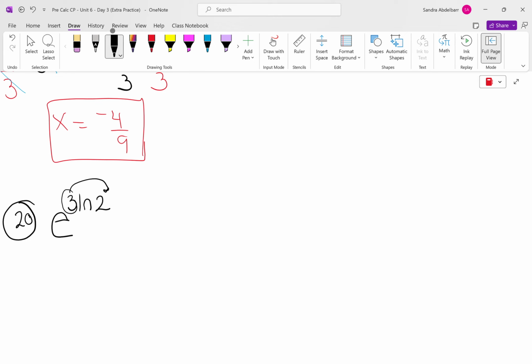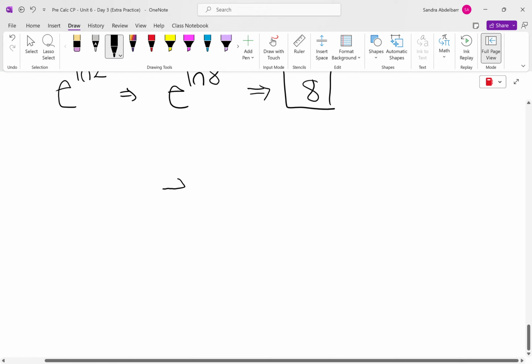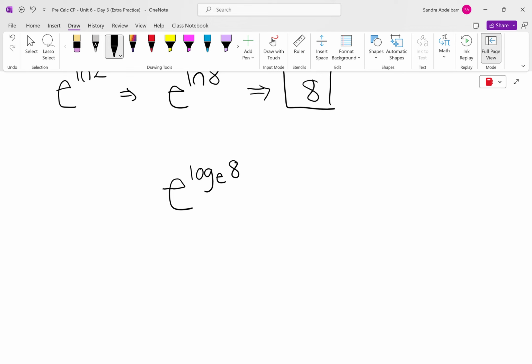So close. See how this 3 is in the front? Can I put that back as an exponent? So this is going to be e to the ln of, what's 2 to the 3rd power? 8. So this is e to the ln of 8. So what's the shortcut tell us? This is 8. You got it. Wait, but why? I don't get why it's like that. Okay, so this is e to the log base e of 8. Well, now you get it? Oh, okay.